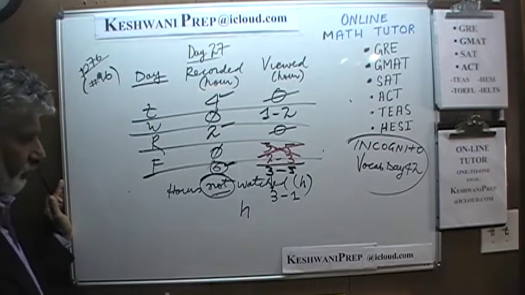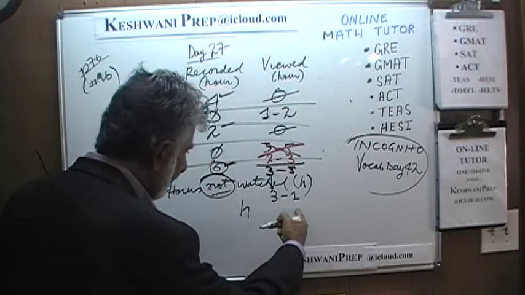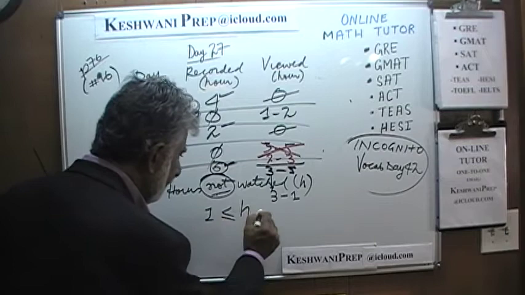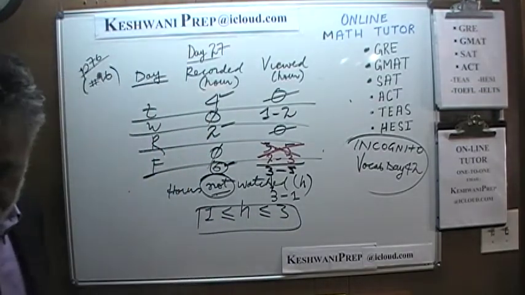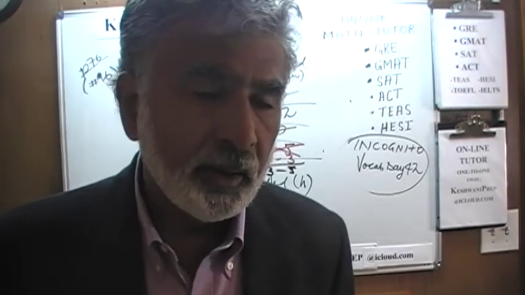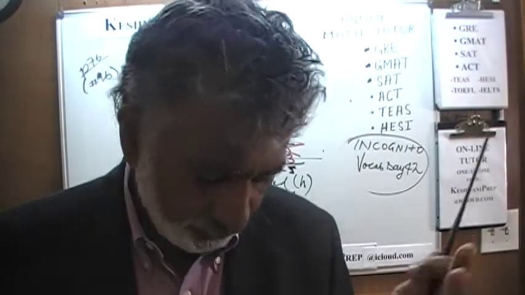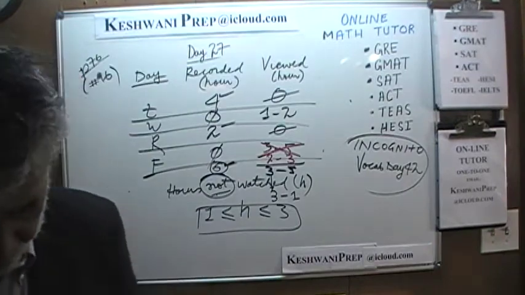And they're looking for the range. Since they're looking for the range, it's not 3 to 1, obviously, it's from 1 to 3. It's between 1 and 3 hours of programming that we have recorded and yet not watched. Somewhere between 1 and 3 hours. So that is it.